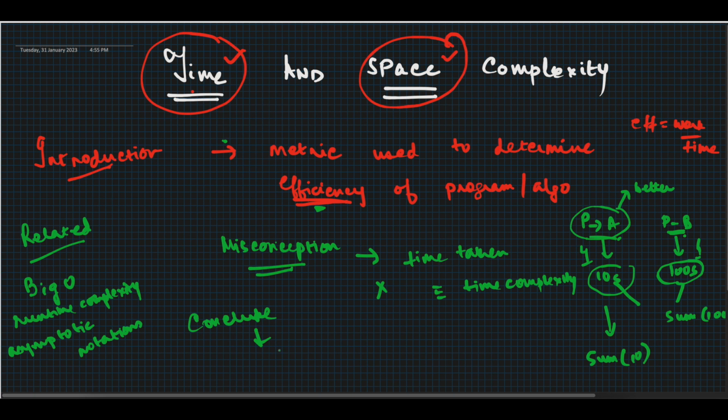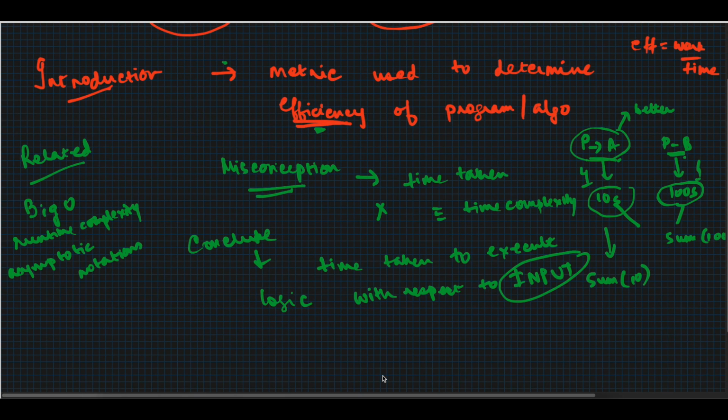So what we can conclude from here is time complexity is definitely not equal to the time taken by the program. Rather, what we can say is that it is the time taken to execute your logic with respect to the input size. This is the keyword over here. So with that being said, what is the baseline we have? The time complexity that we calculate depends on the input size. Input size is the primary factor that we have to consider over here.